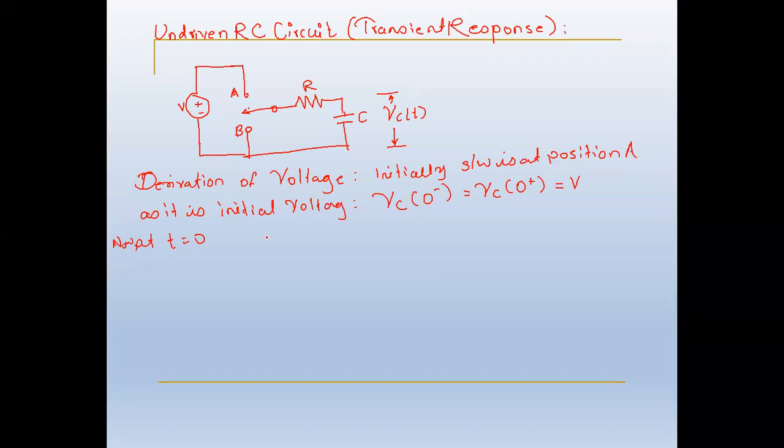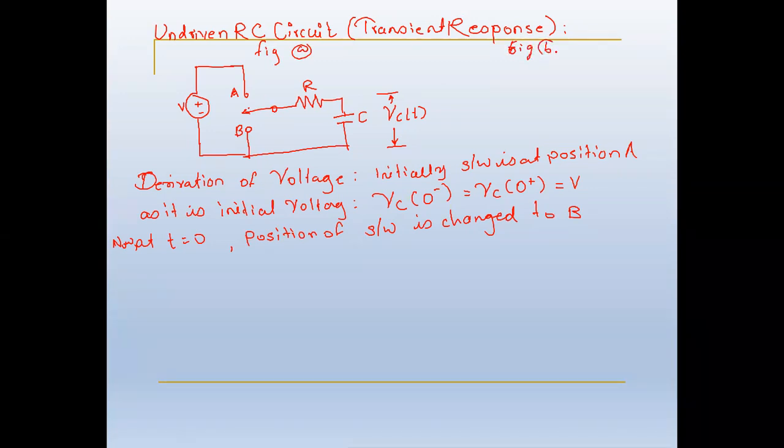Okay, now at t is equal to 0, the position of the switch is changed to B. So how will your circuitry be? Your circuitry will be like, let us call this one figure A, and this one figure B. How will your circuitry be now?